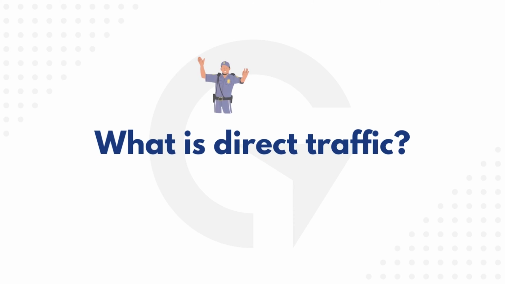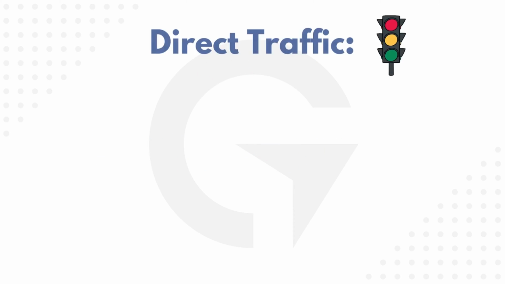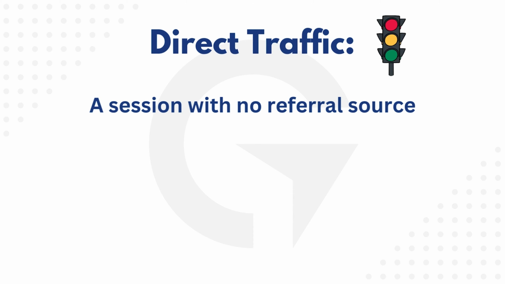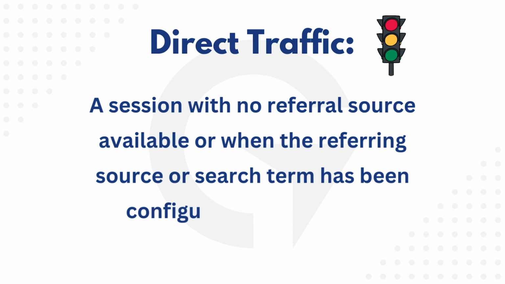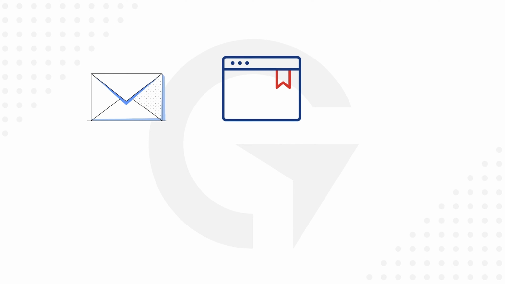Let's begin by answering a question. What is direct traffic? Google defines direct traffic as a session with no referral source available or when the referring source or search term has been configured to be ignored. Traffic you might find under your direct channel may come from someone clicking on a link from an email campaign, for example. Or if someone has your website URL saved in their bookmarks, that would show up as direct/none traffic because Google can't decipher a specific source or medium for this website visit.